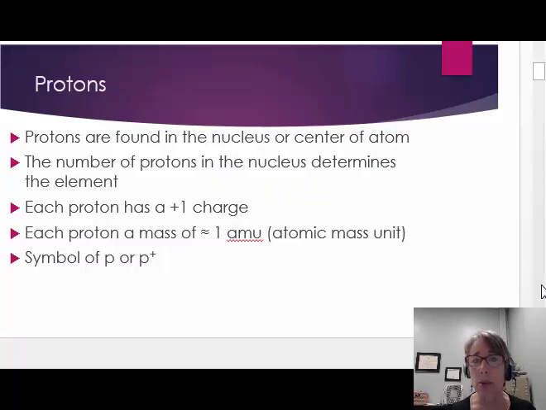We will consider the subatomic particles of the atom, or the particles that make it up. Protons are particles that are found in the nucleus, or the center of the atom. The number of protons never ever changes for a given element, and each proton has a charge of positive 1. Protons have a mass of approximately 1 AMU, or atomic mass unit, and protons are symbolized by a lowercase p, or a lowercase p with a positive symbol as a superscript in the upper right-hand corner of the symbol.